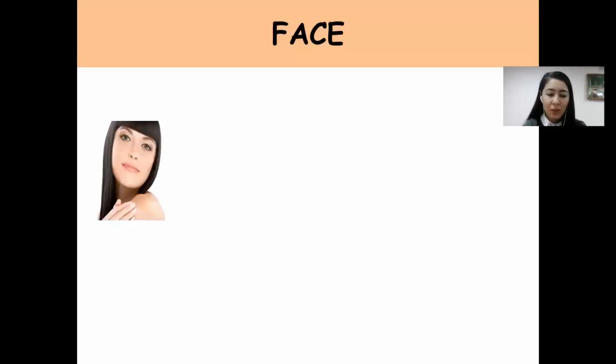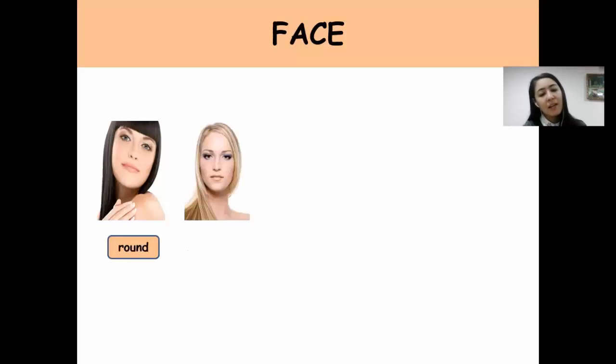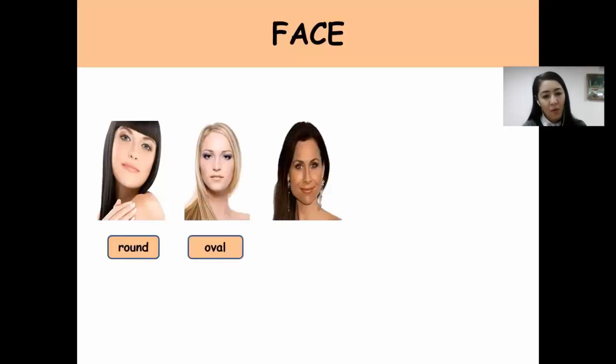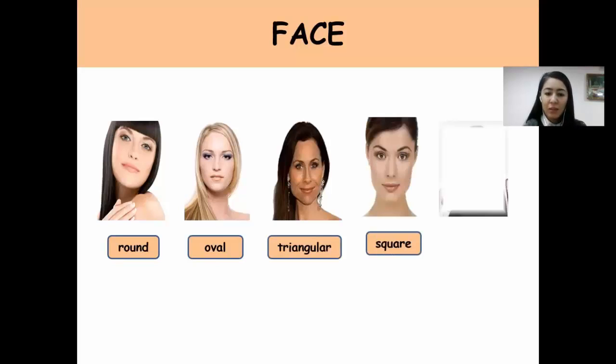What about face? With face also we can distinguish people. A face can be round, as you see here. A face can be oval, a face can be triangle, and a face can be square.